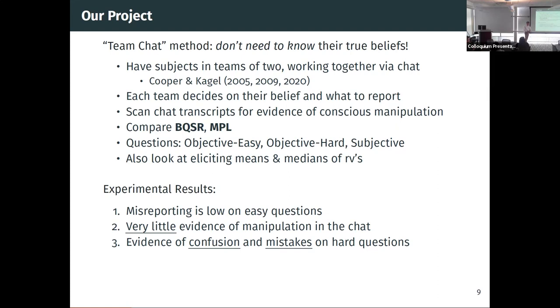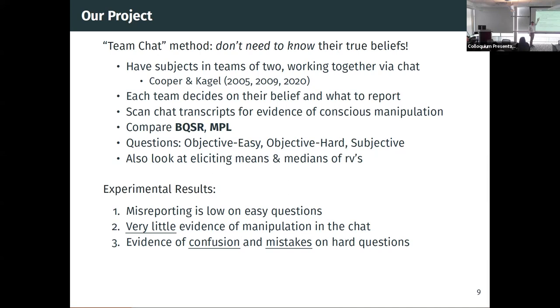And what I can do as a researcher then is scan their chat transcripts to see, A, what was their true belief? So now I can see, oh, their true belief was 20%. And more importantly, B, did they lie on purpose about their belief? Because the worry about these mechanisms is that they might incentivize people to lie or something. Or if people don't understand the incentive, they might consciously manipulate their reports. Okay? That's what we're worried about. So we're going to compare those two mechanisms using teams and looking at the chat transcripts to see if there's obvious evidence of them manipulating the reports or not.